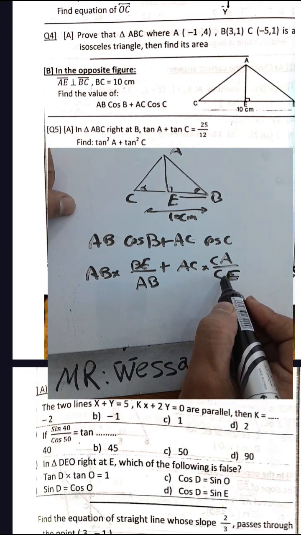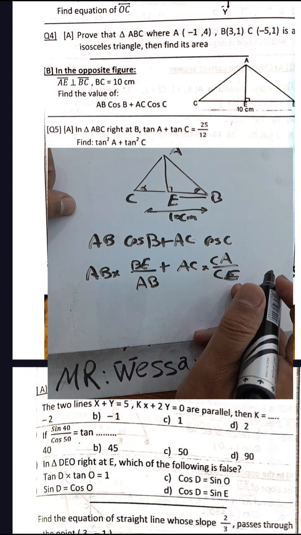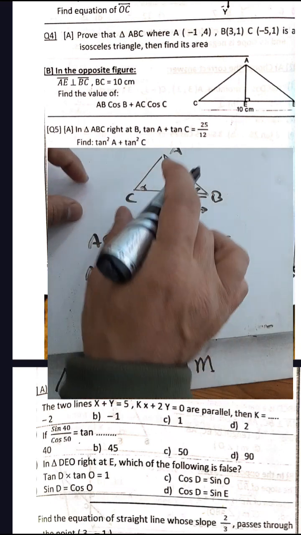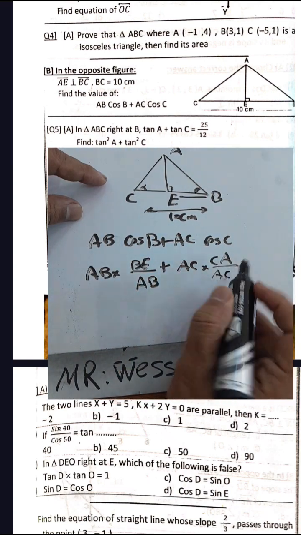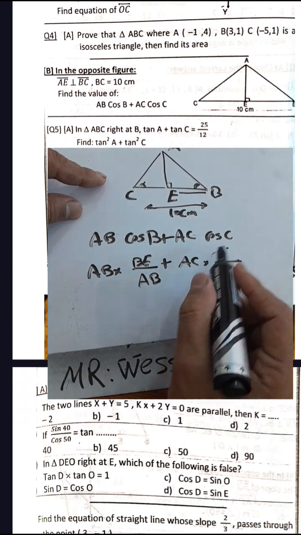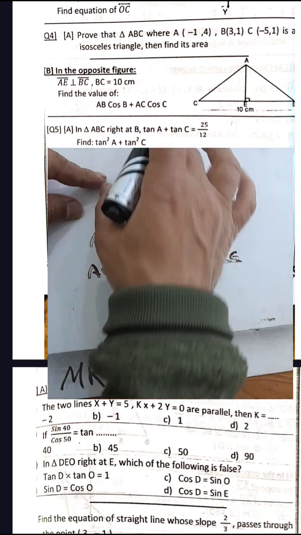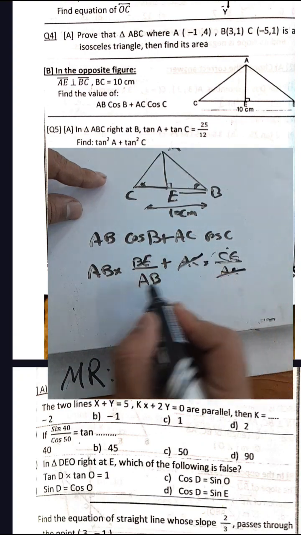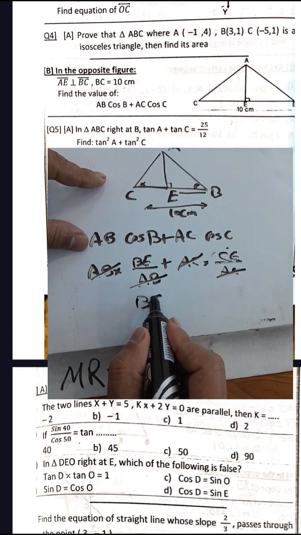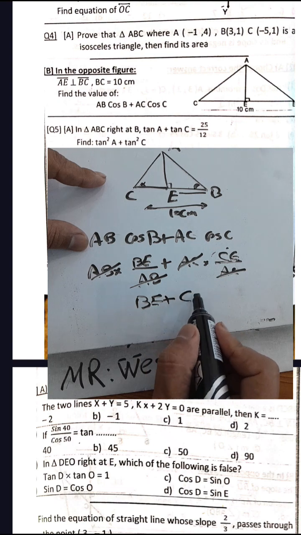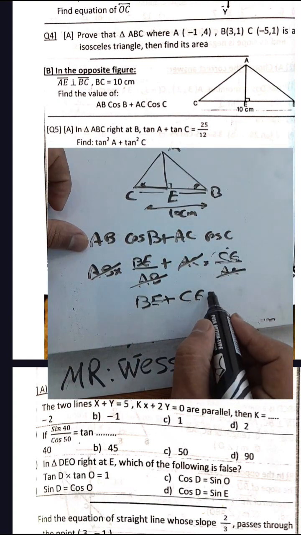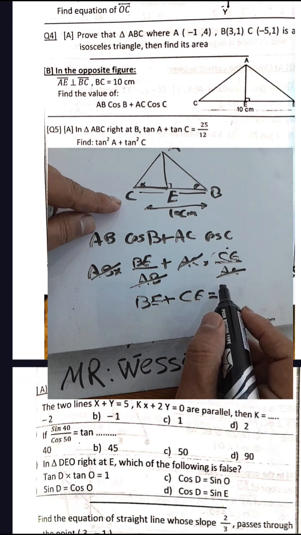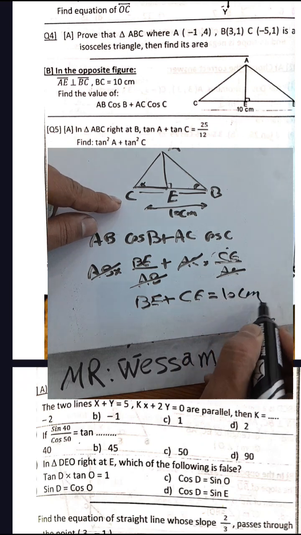We can cancel again. You have here cosine C, angle adjacent CE over hypotenuse AC, and then we can cancel them. The result will be BE plus CE. What will it be? It will be 10 centimeters.